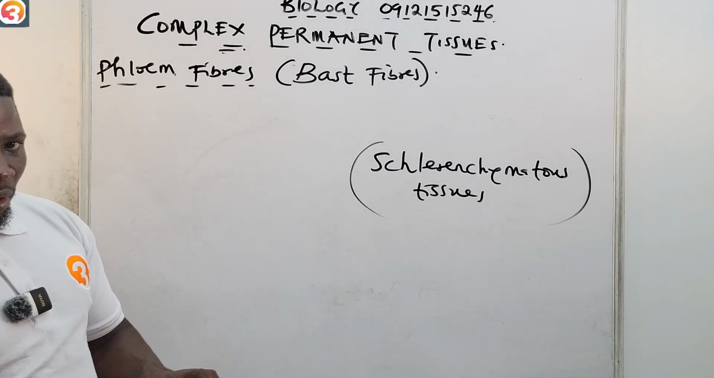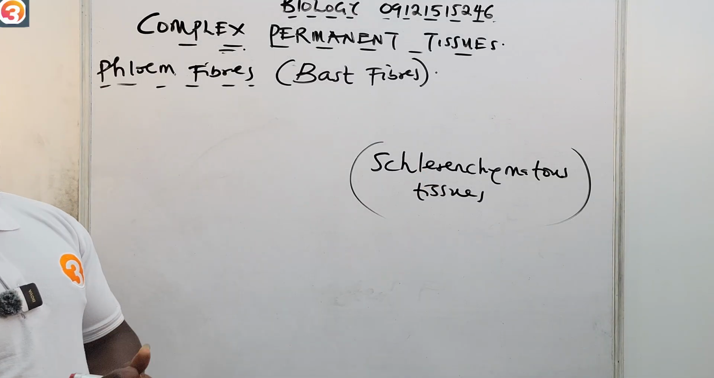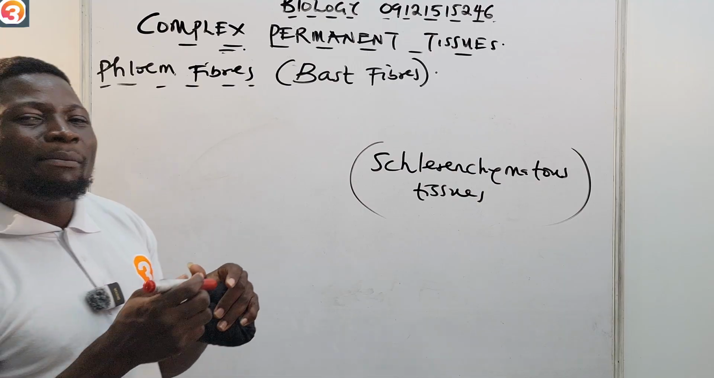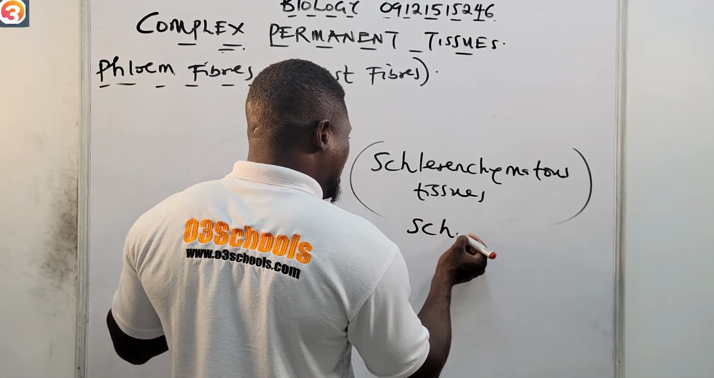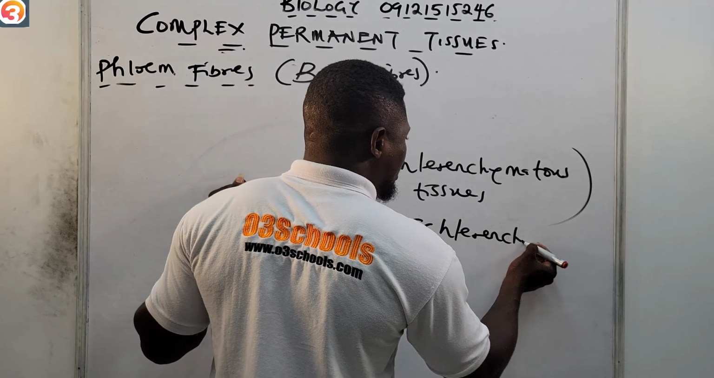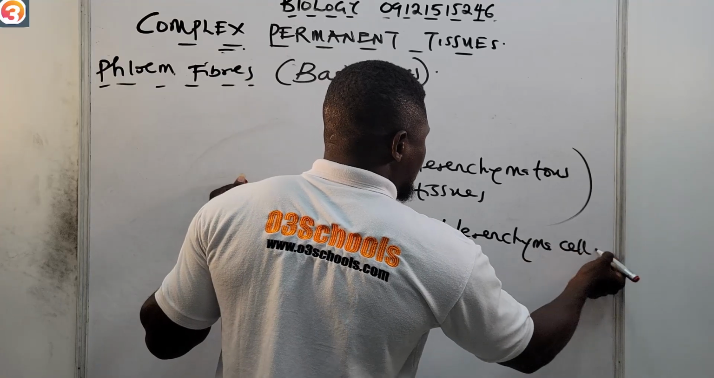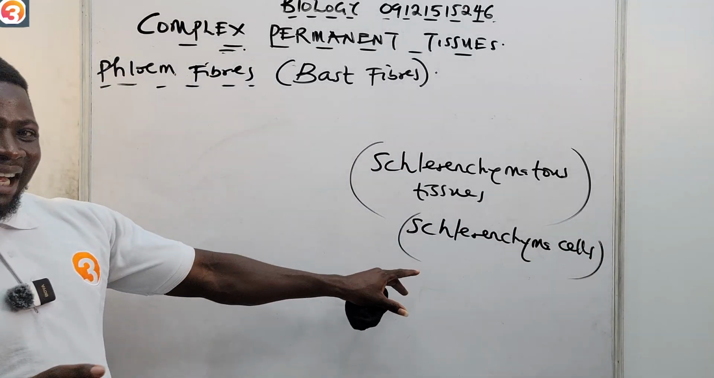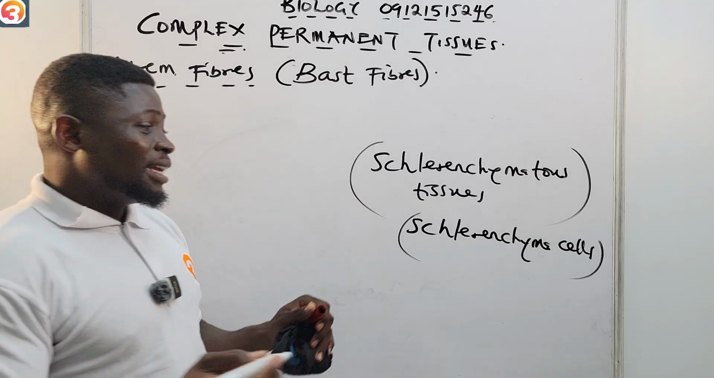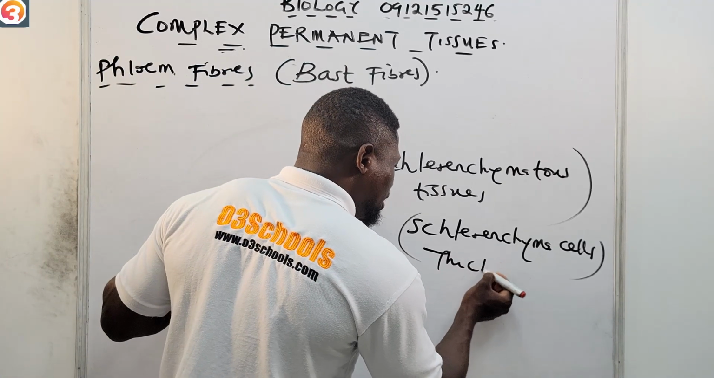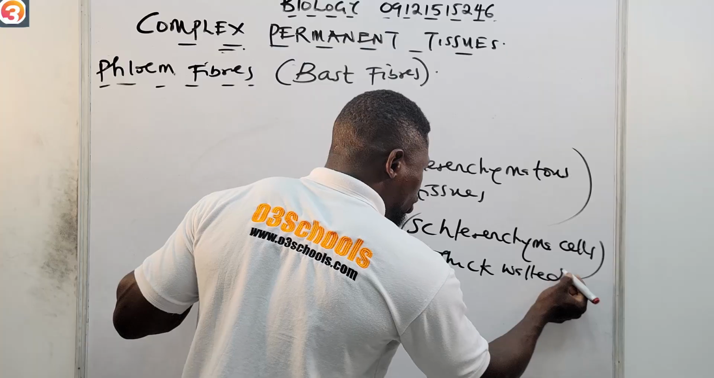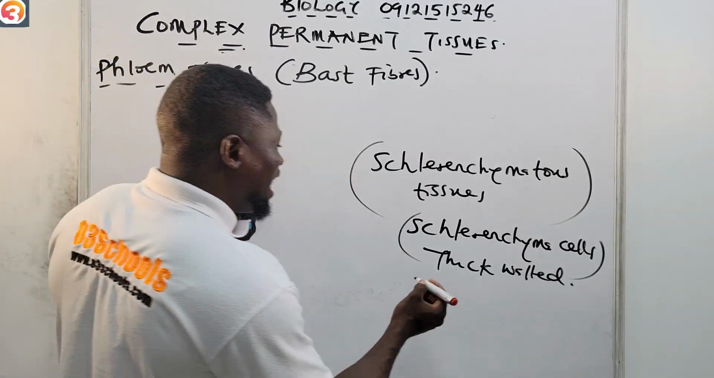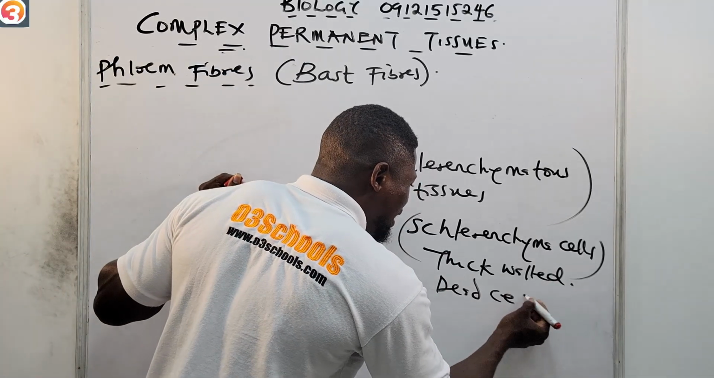And what does this mean? It means that they have sclerenchyma cells in them. They contain sclerenchymatous tissues, which means they have sclerenchyma cells, and these cells are thick-walled. Apart from being thick-walled, they are dead cells.